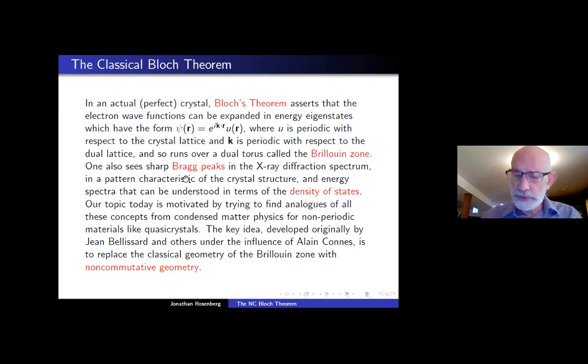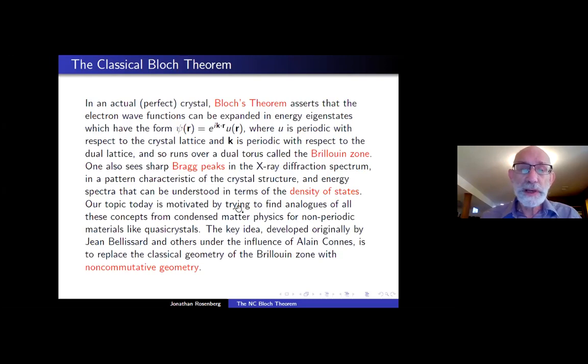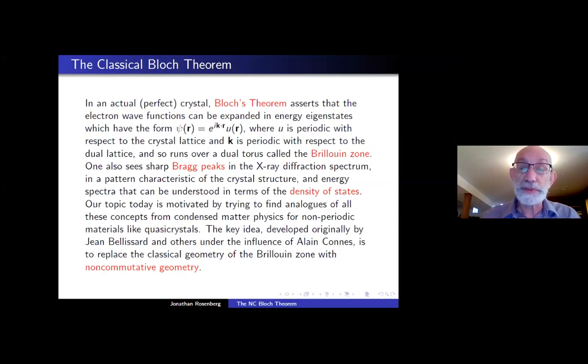Now, when you look at the X-ray diffraction pattern, you see these sharp peaks. You can see the picture even in the case of the quasi-crystal. Those are called the Bragg peaks, and they're characteristic of the crystal structure. By looking at the diffraction pattern, you can figure out what the shape of the crystal is. And then you also have the energy spectrum, which can be understood in terms of the density of states. In other words, how many states there are with certain energy levels.